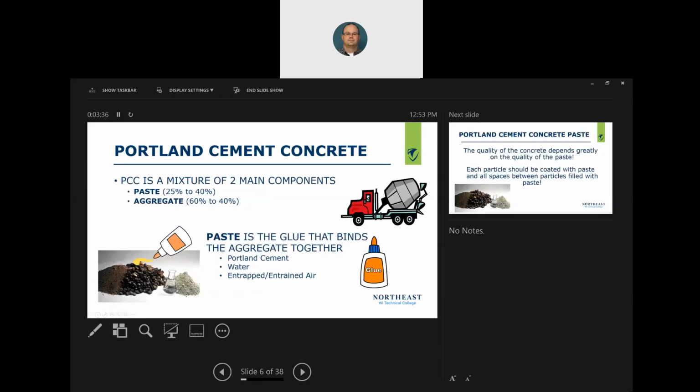All right, so PCC is a mixture of two main components. They call it paste, which is 25 to 40%, and aggregate, 60 to 75%. So paste is the glue that binds the aggregate together. Paste includes Portland cement, water, and entrapped air or entrained air. Okay, so paste is the Portland cement and water. Those two of the three ingredients, they call it paste. And then the entrapped air and entrained air is an admixture.